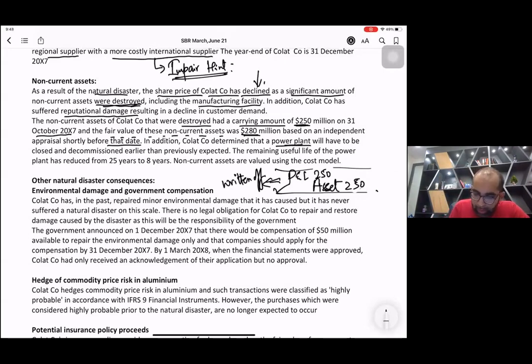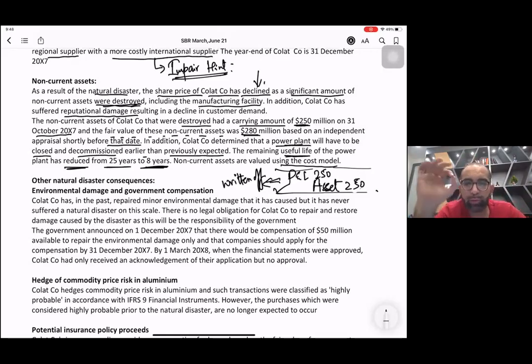In addition, Collard company determined that a power plant will have to be closed and decommissioned earlier than previously expected. The remaining useful life of the power plant has reduced from 25 years to 8 years. Non-current assets are valued using the cost model.